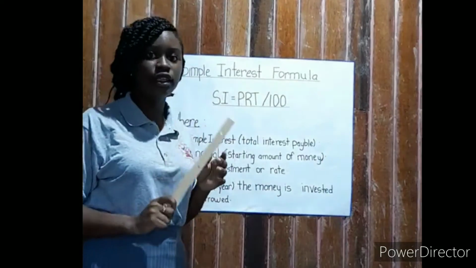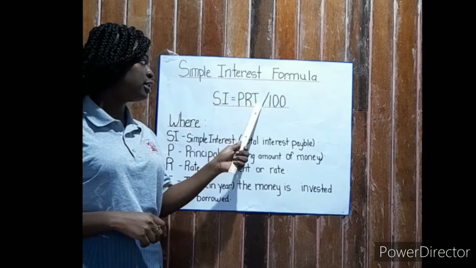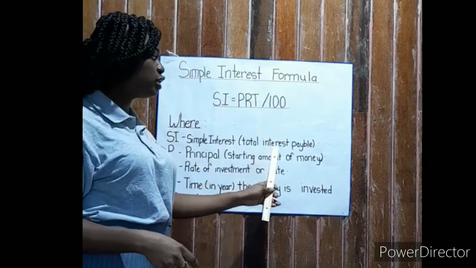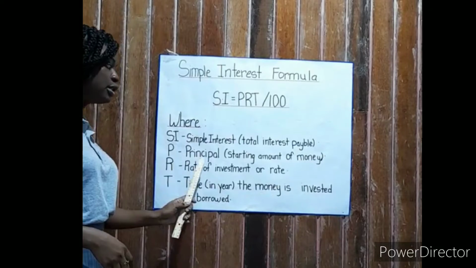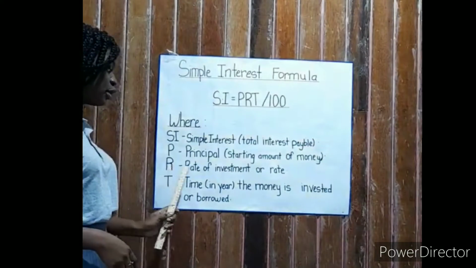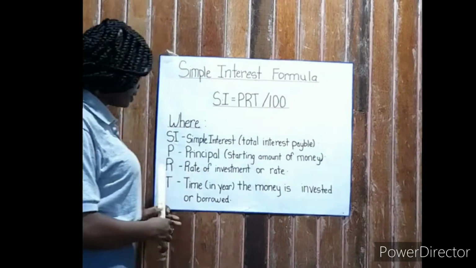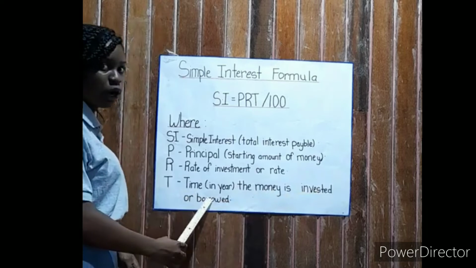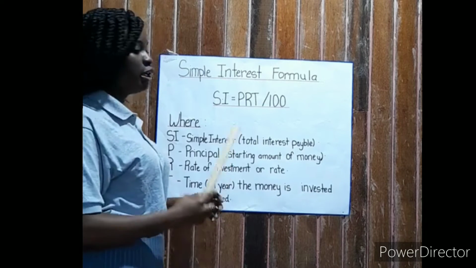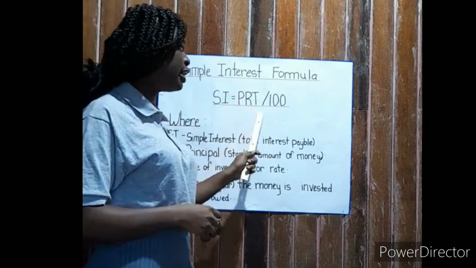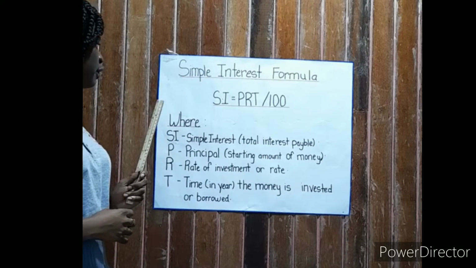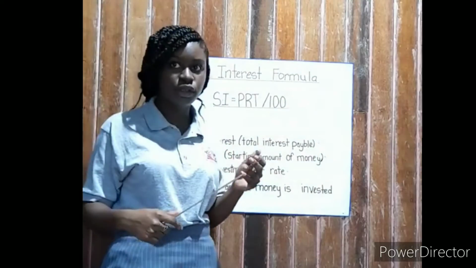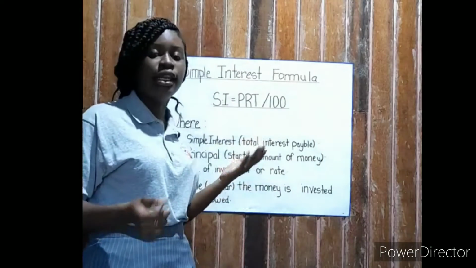Here is the simple interest formula. SI is equal to PRT divided by 100. Okay? Where SI, simple interest, is total interest payable. P, principal, is the starting amount of money. R is the rate of investment, or rate. T is time in years the money is invested or borrowed. Okay? Please remember this formula: SI is equal to PRT over 100. With this formula, you are looking for the simple interest, the amount of money that is paid in interest to the person or the bank or the lender. Okay?